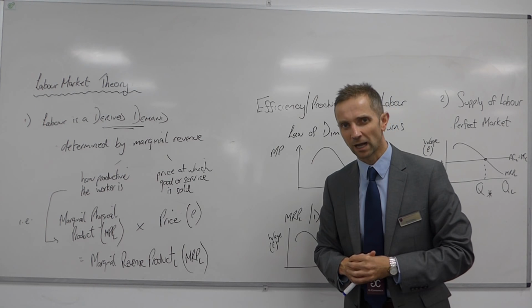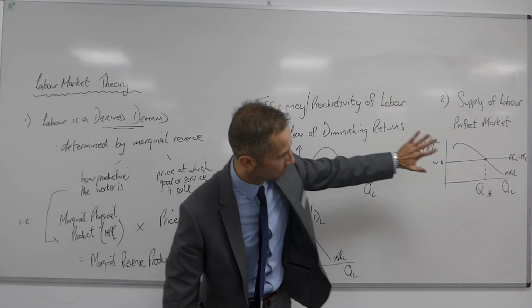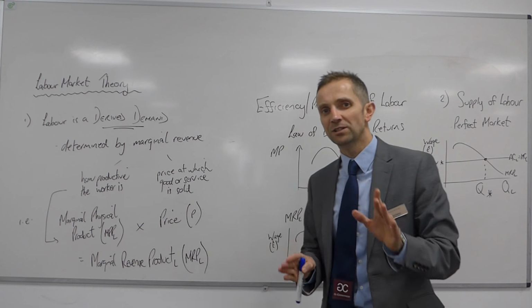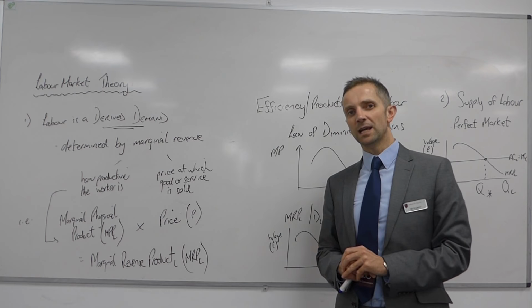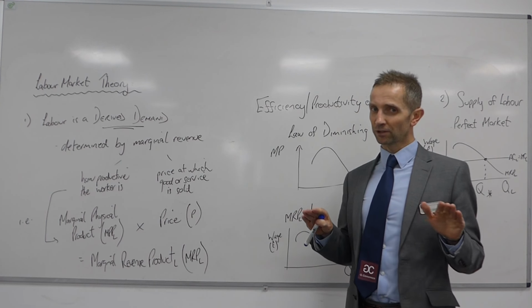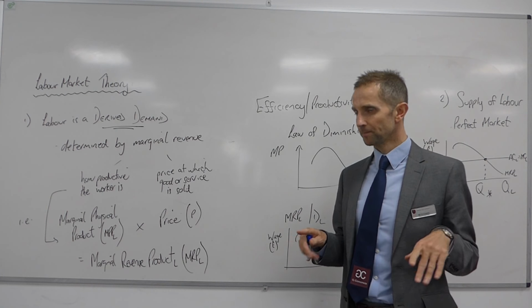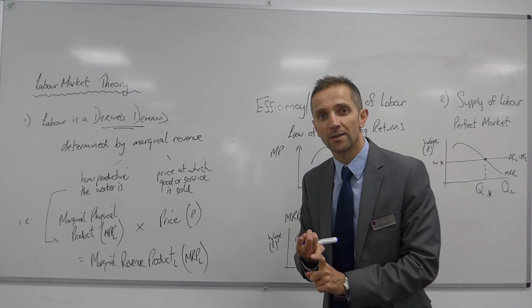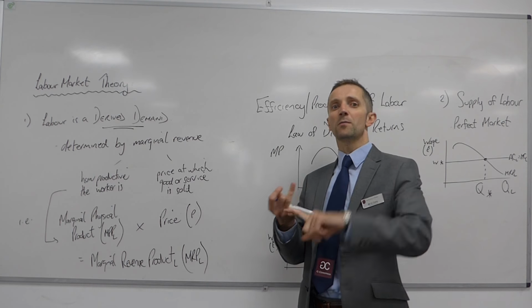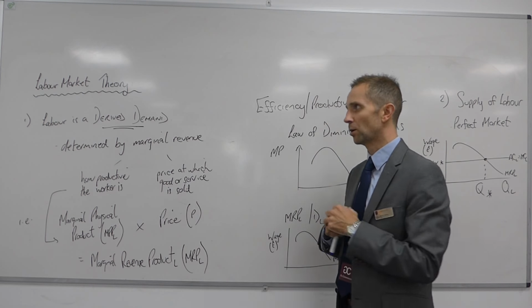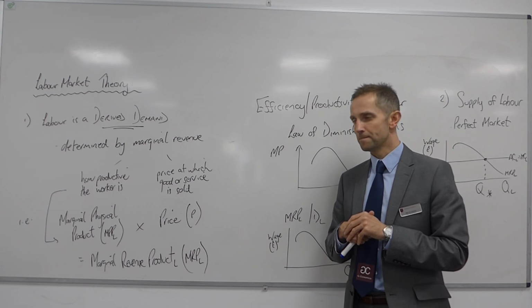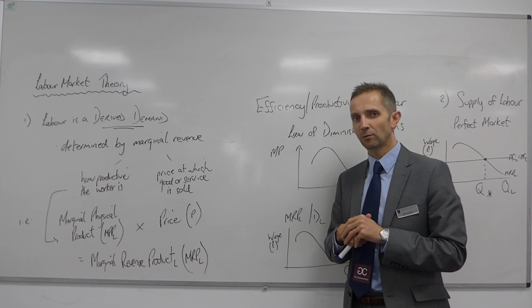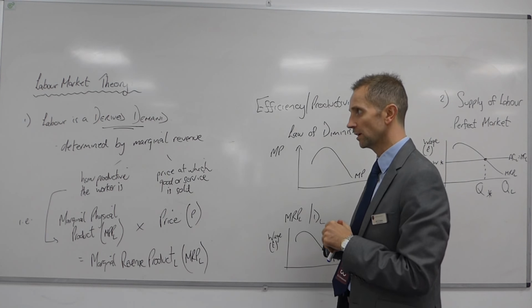Okay, so what am I going to look at today? Well, ultimately, I'm going to finish by looking at how we derive equilibrium in the labour market when we're considering a perfect market. But before we do that, I want to talk to you about where the demand for labour curve comes from and where the supply of labour curve comes from before we get to the equilibrium position. So let's get moving on it, ladies and gentlemen.